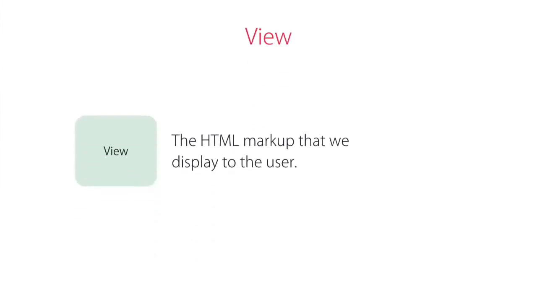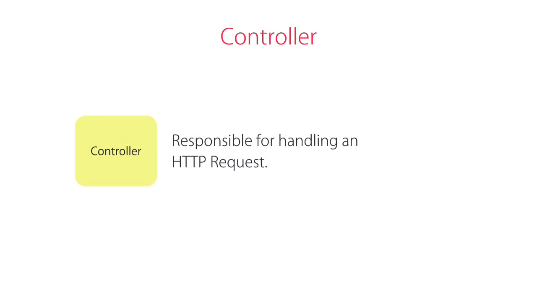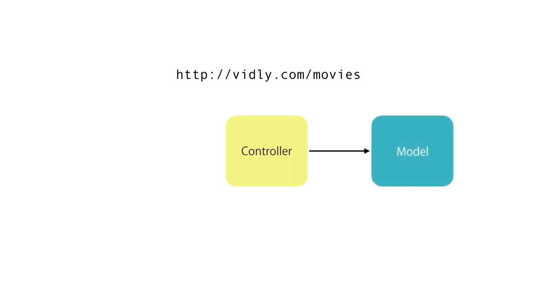V in MVC represents the view, and it's the HTML markup that we display to the user. And C is a controller, which is responsible for handling an HTTP request. For example, imagine our application is hosted at vidly.com. When we send a request to vidly.com/movies, a controller will be selected to handle this request. This controller will get all the movies from the database, put them in a view, and return the view to the client or the browser.